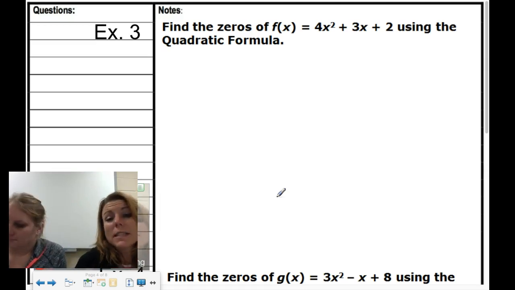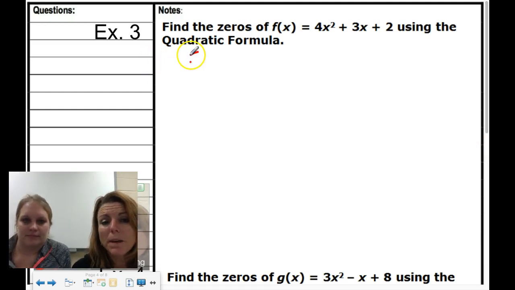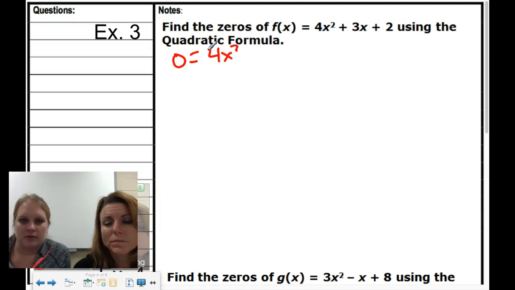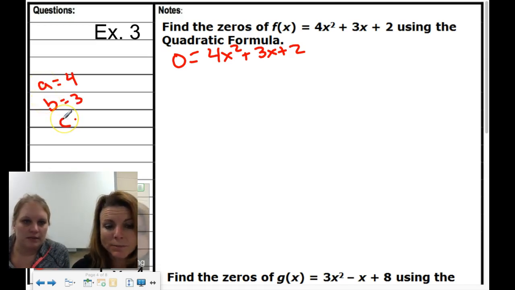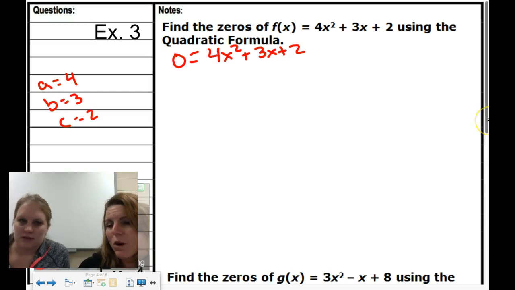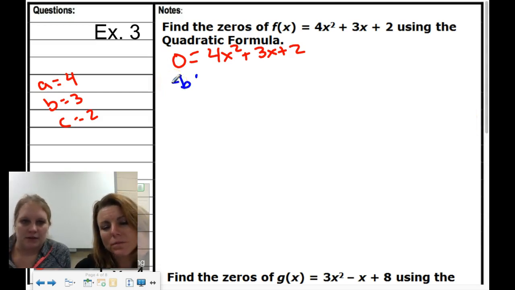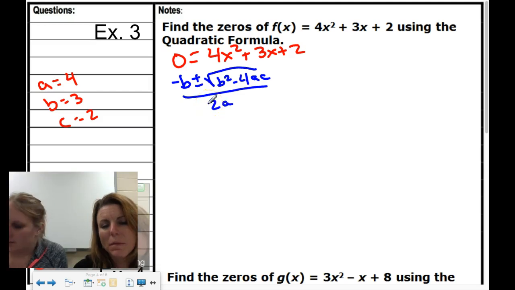Okay, so set the function equal to 0. You always have to do that. So 0 equals 4x squared plus 3x plus 2. And over on the side, we're writing what A is: A equals 4, B equals 3, C equals 2. So, let's write the formula. The opposite of B, plus or minus the square root of B squared minus 4AC, all over 2A.